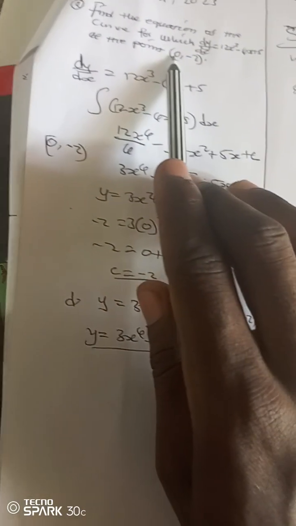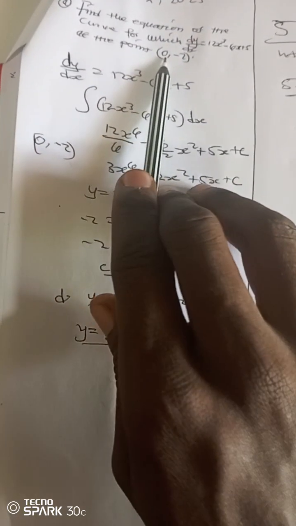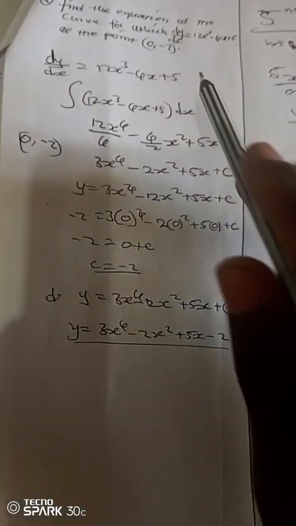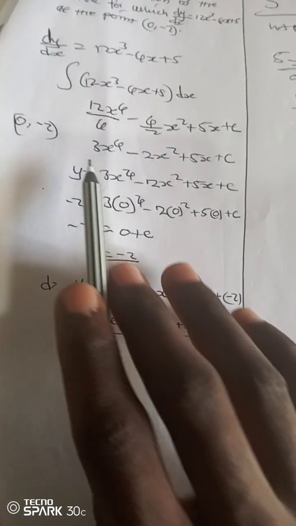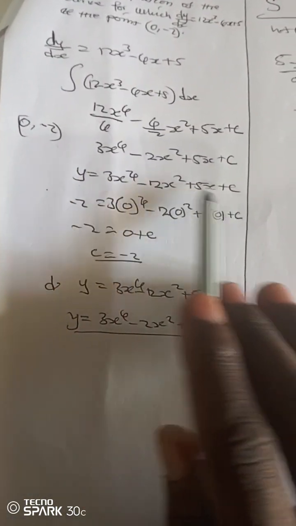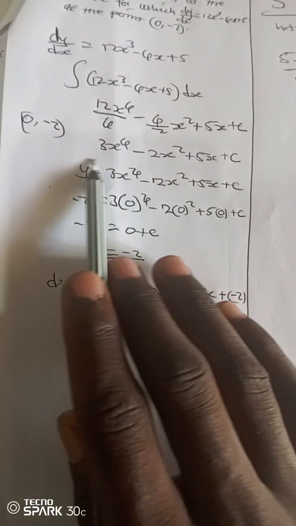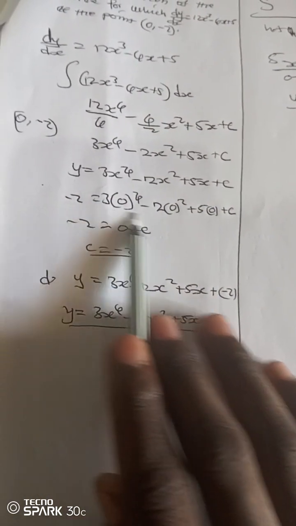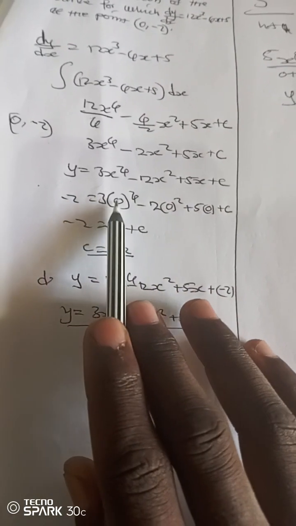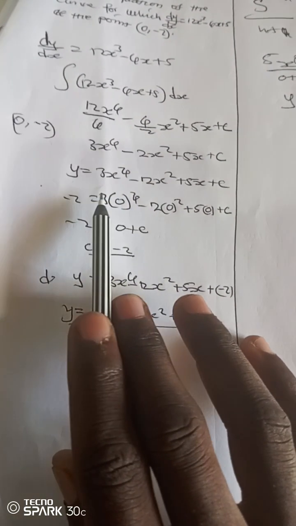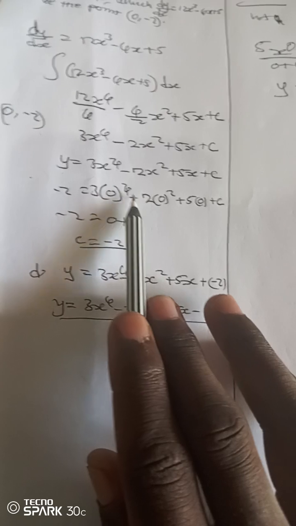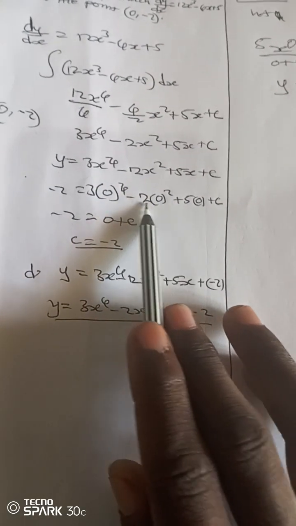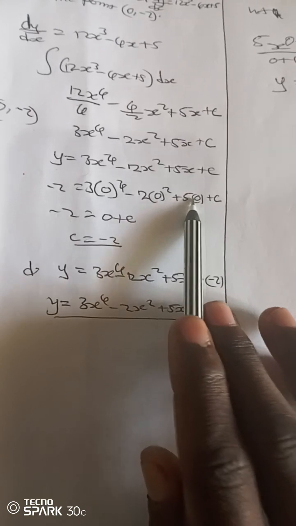After putting y, substitute the values. The coordinates being given here are 0, negative 2. So we substitute those coordinates into our integral. After substituting, we are going to have this format here. In this case, because this is 0, 0 times 3 is 0, minus 2 times 0 to the power, that one is 0. So even this one is 0, 0, 0.